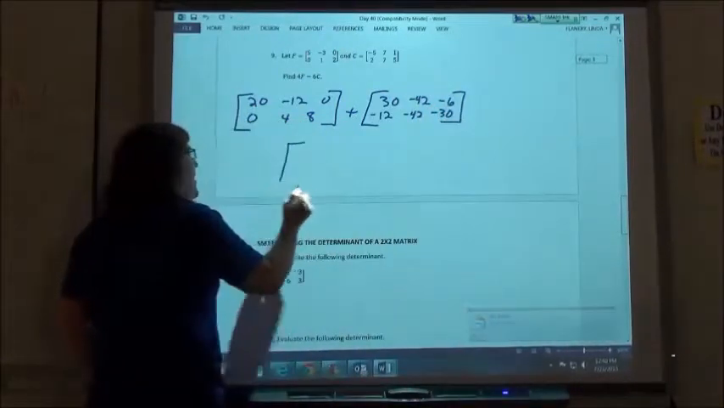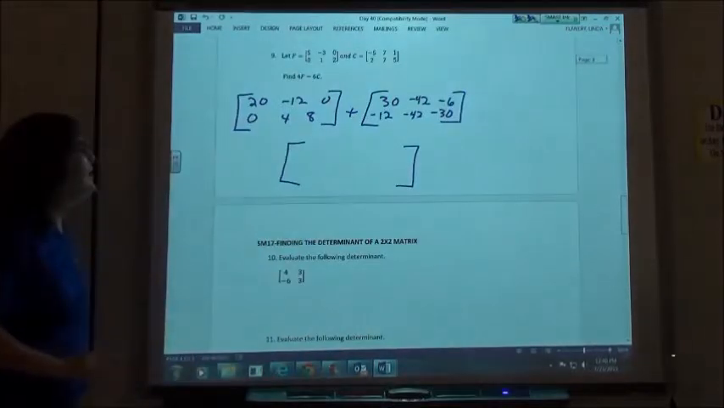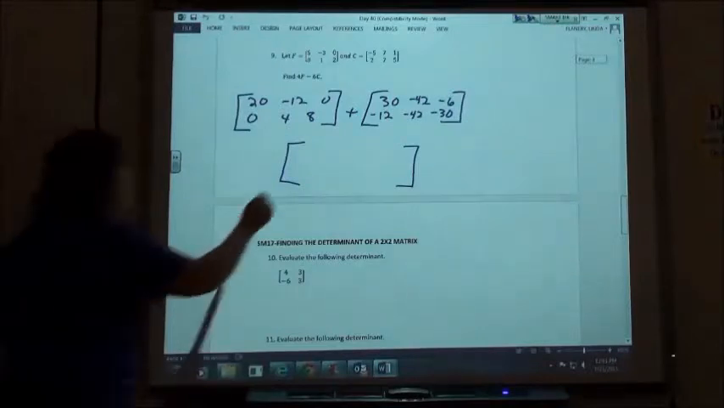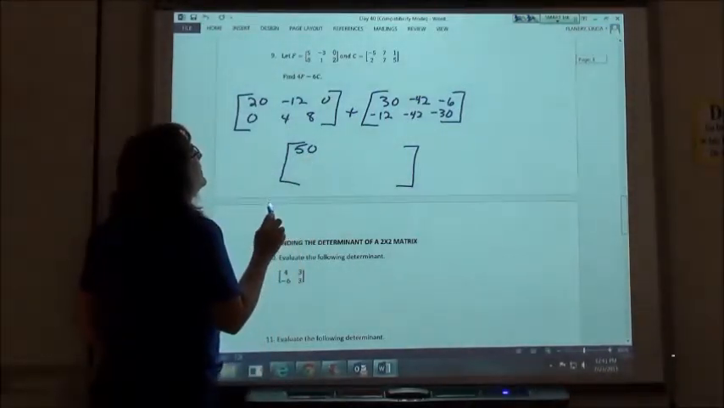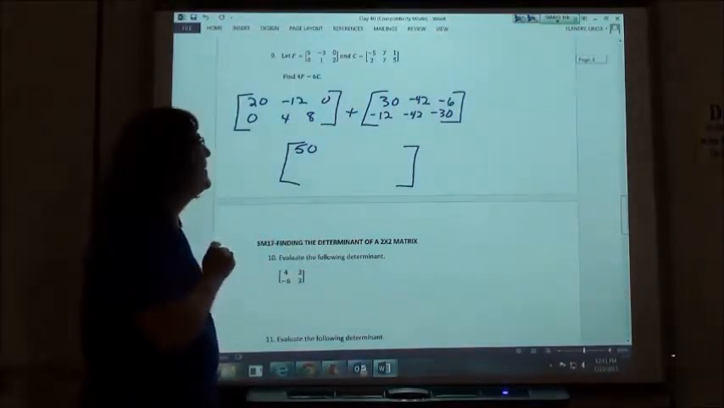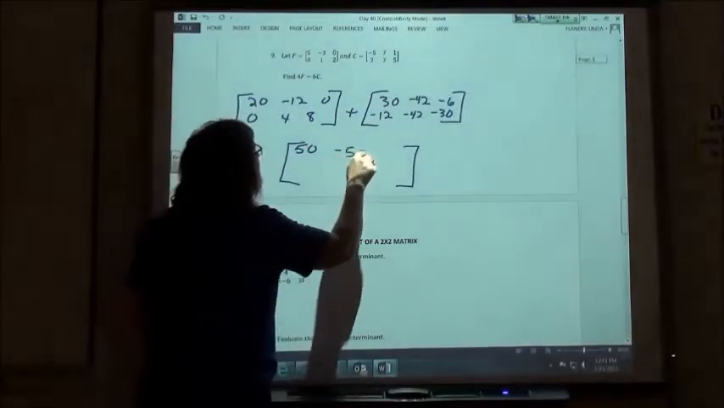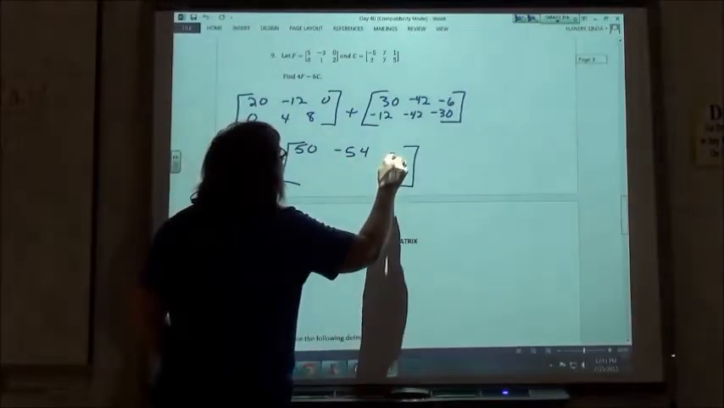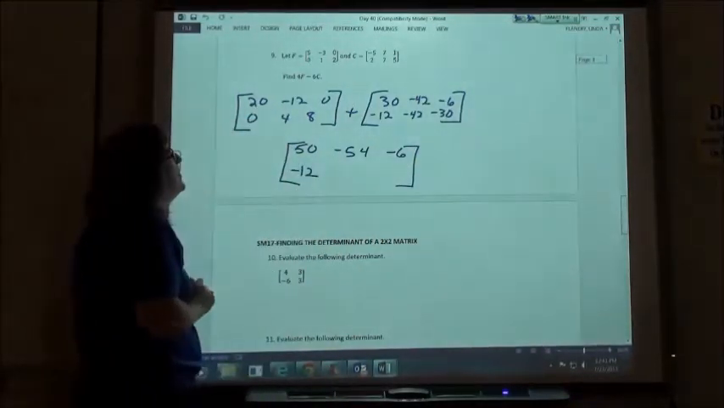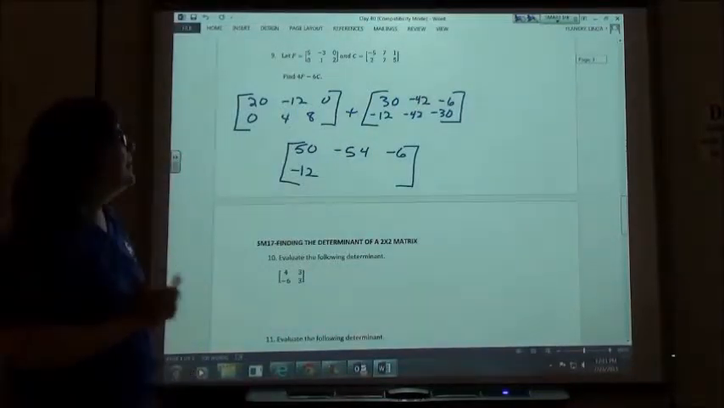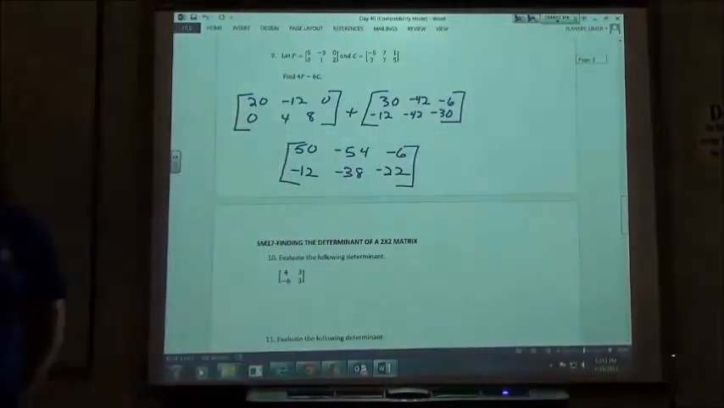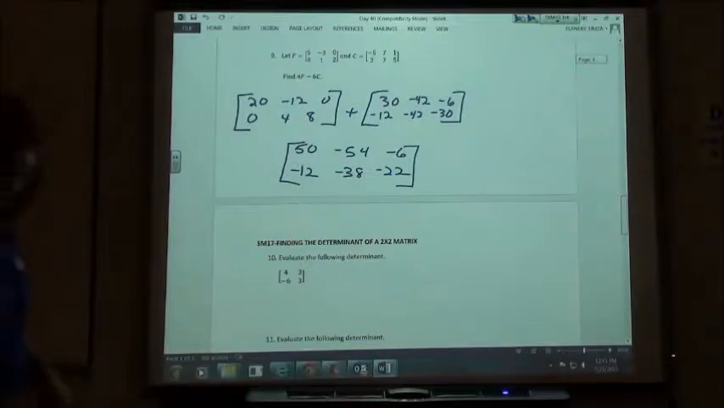And then we're going to add the ones in the same spots, so we're going to get 50, negative 54, negative 6, negative 12, negative 38, negative 38, negative 22, and negative 22. Easy enough, right?